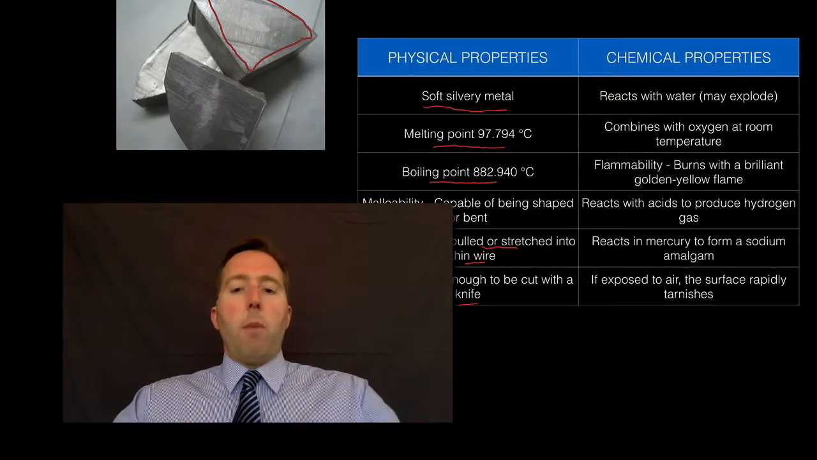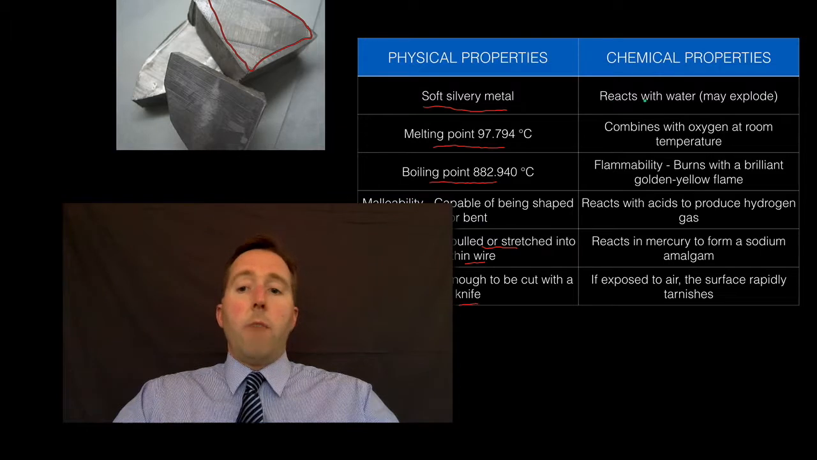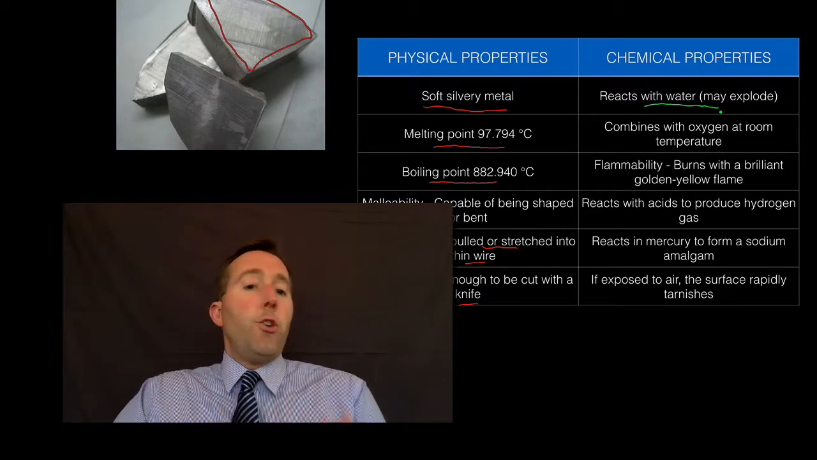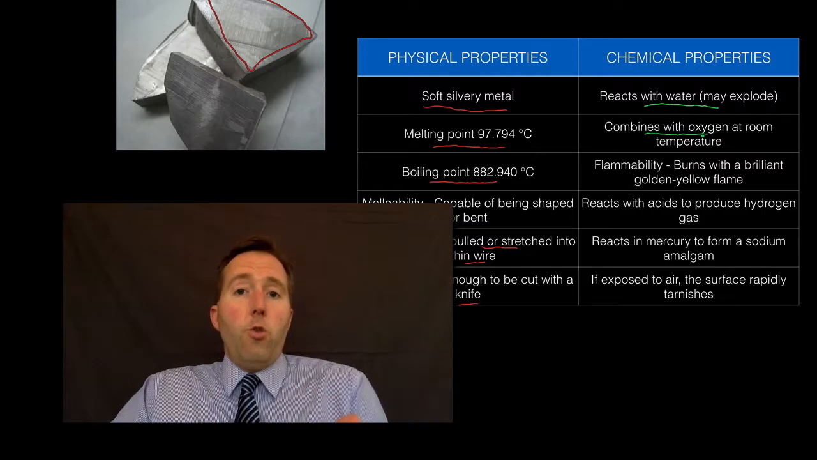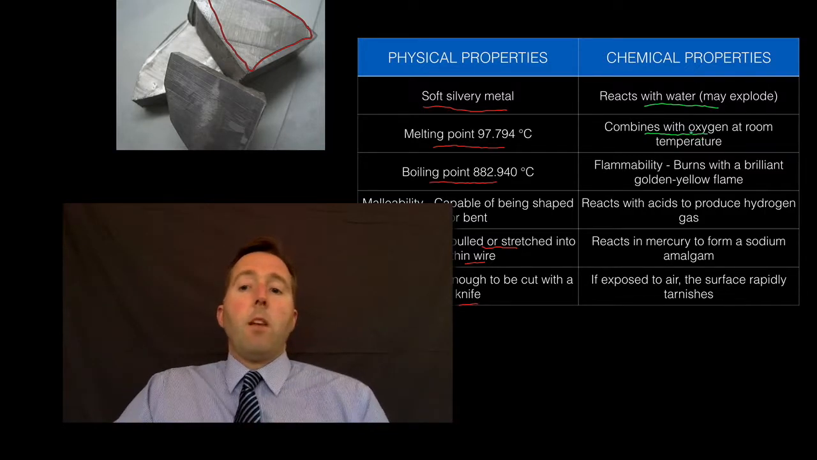Now the chemical properties of sodium are things like it reacts with water and may explode. If that happens, it will in fact form new chemical compounds when it chemically reacts. It will combine with oxygen at room temperature, and when it combines with oxygen, it will form sodium oxide, so it will form a brand new chemical compound. So that's again a chemical property.